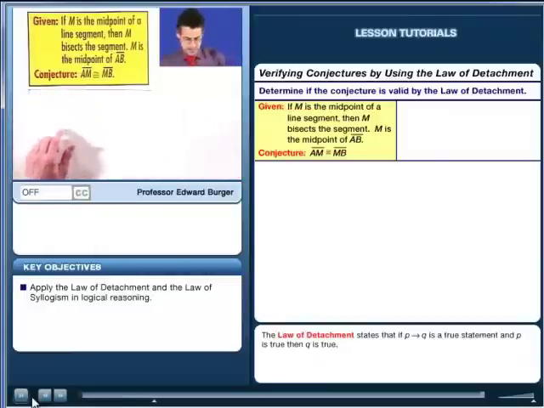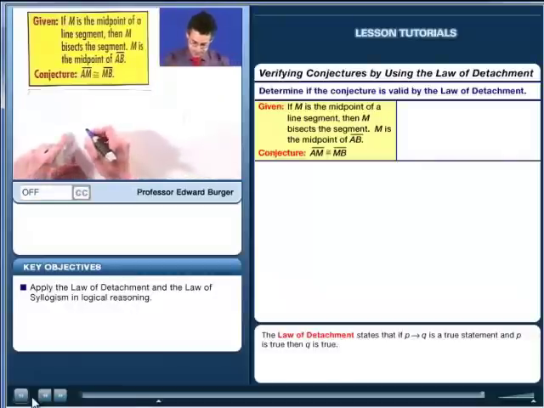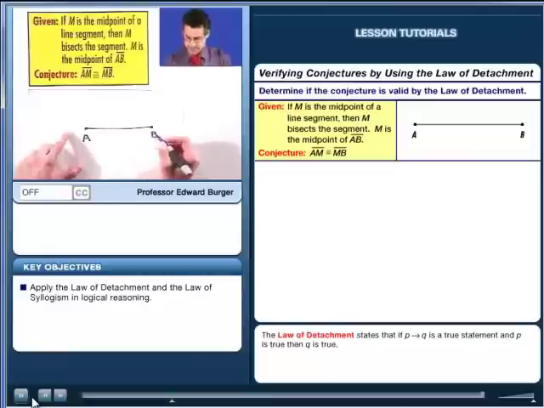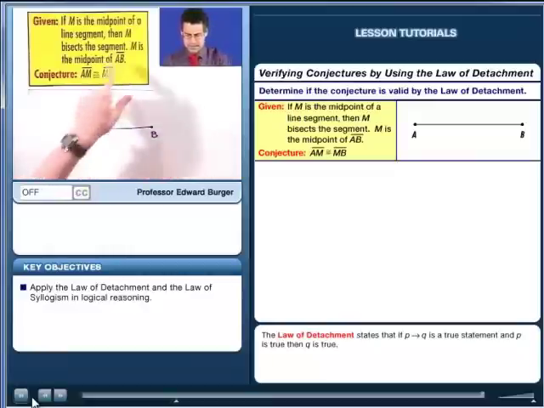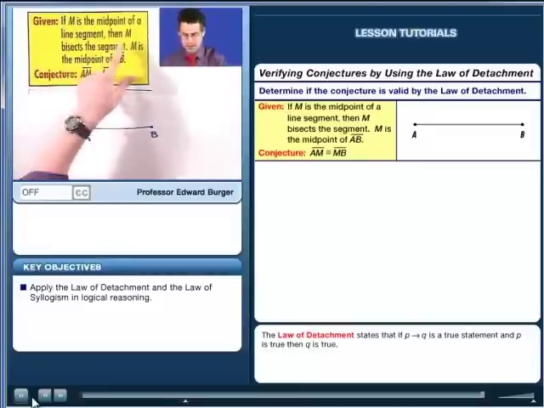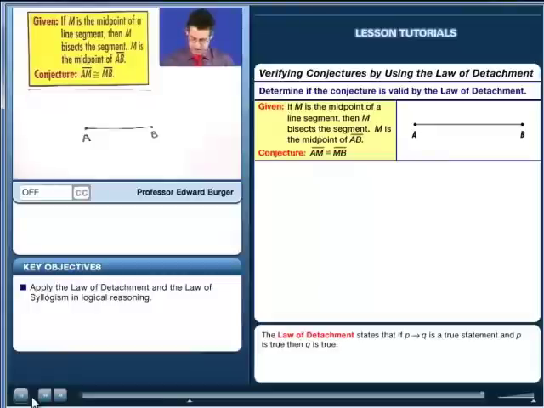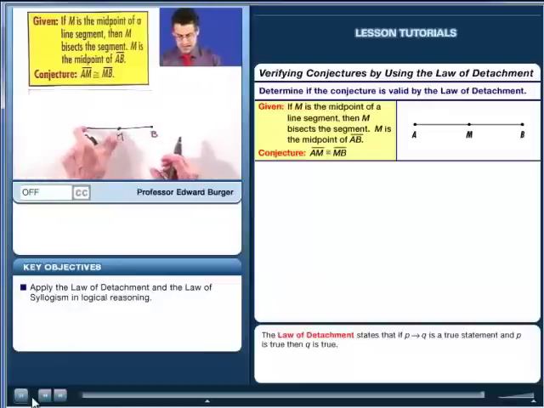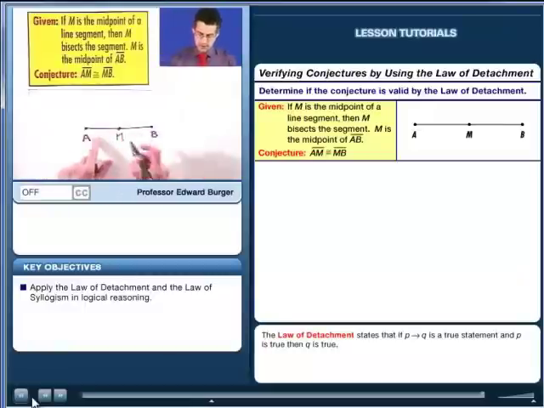Well, a little picture here might be not a bad idea. So here's the line segment AB. And M, we're told, is the midpoint. And then we also know that if M is the midpoint, then M bisects the segment. So M is the midpoint. Therefore, it bisects the segment. And so therefore, we know that this length equals that length. And so therefore, we know that, in fact, this segment is congruent to that segment.